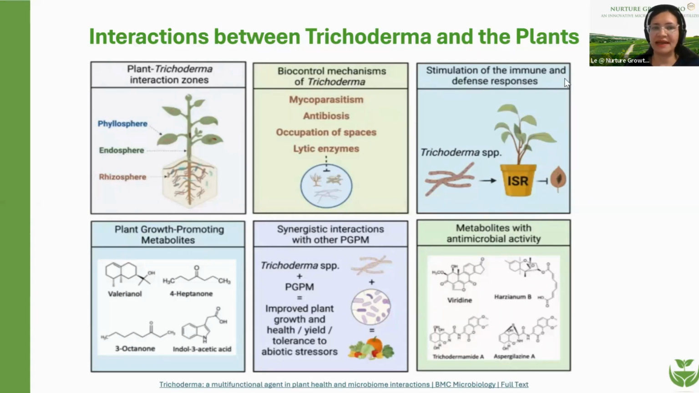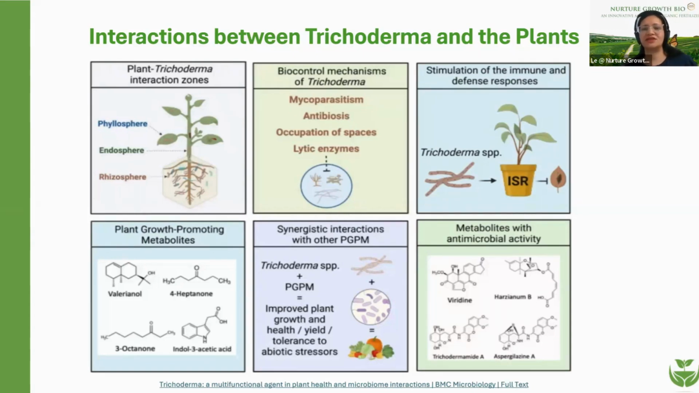The next one is stimulation of the immune and defense response. Since we talk about Trichoderma being able to induce the resistance system in the plant, it is helpful for the plant to fight against any type of abiotic and biotic stresses. It is also helpful as a plant growth promoting factor by releasing metabolites and antimicrobial compounds. And it also acts as a plant growth promoting microbe.